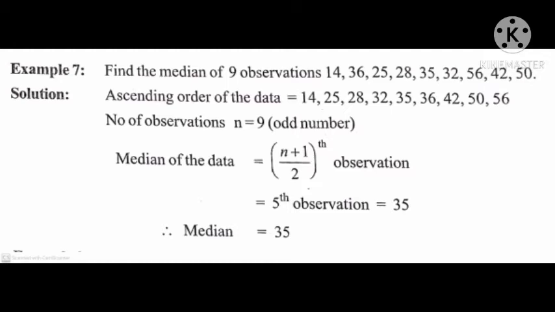Here, the number of observations n is equal to 9 and it is an odd number. So, we have to use the formula: median is equal to (n plus 1) by 2th observation. Here n means the number of observations, that is 9. 9 plus 1 is 10, 10 by 2. 10 is divisible by 2, we get 5. Therefore, the fifth observation is equal to 35. Therefore, median is equal to 35.